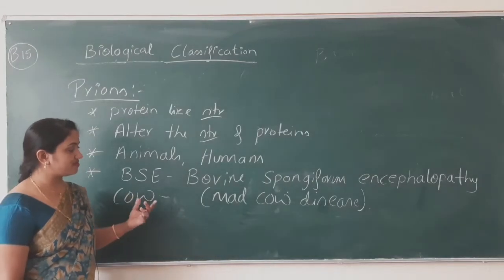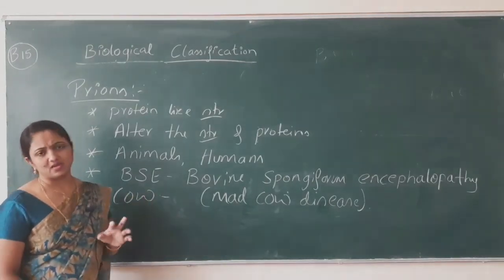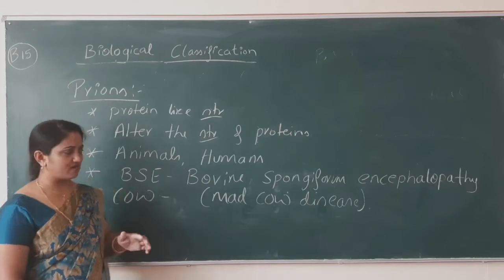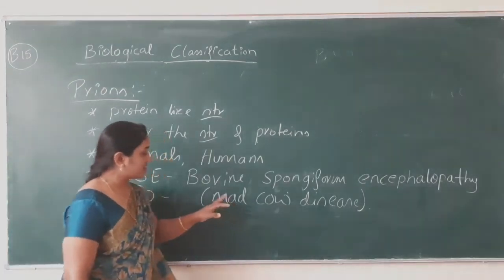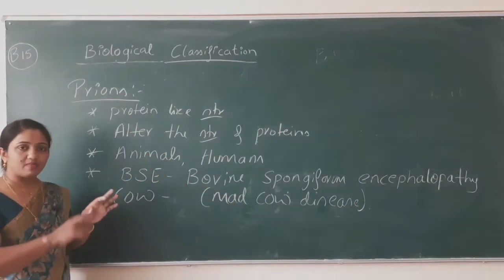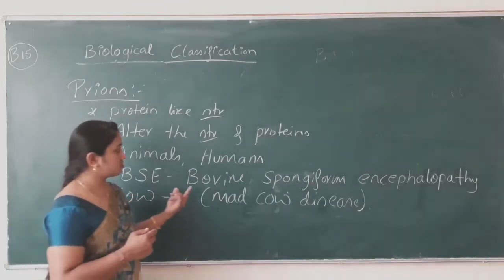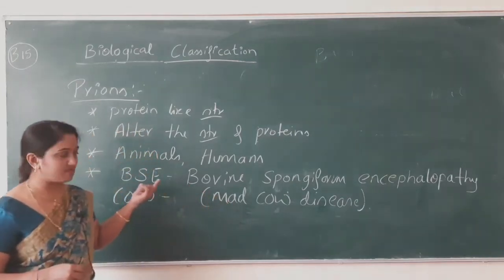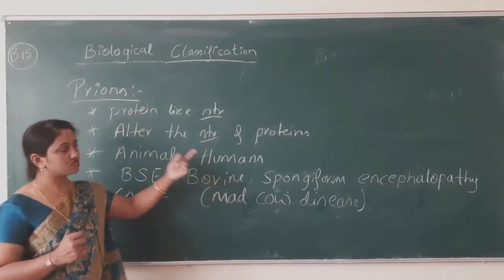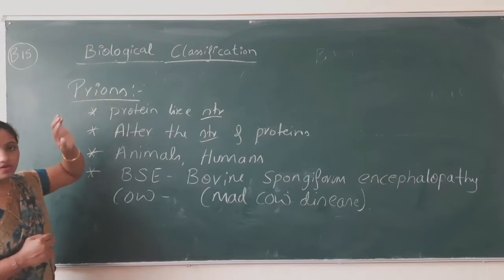So the symptom will be, it will be acting like mad or crazy. It will be acting like a crazy cow or mad cow. By seeing the symptom, we can make sure the cow is suffering from this kind of disease caused by prion.